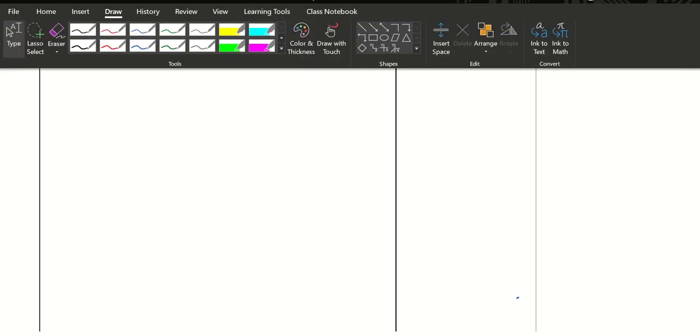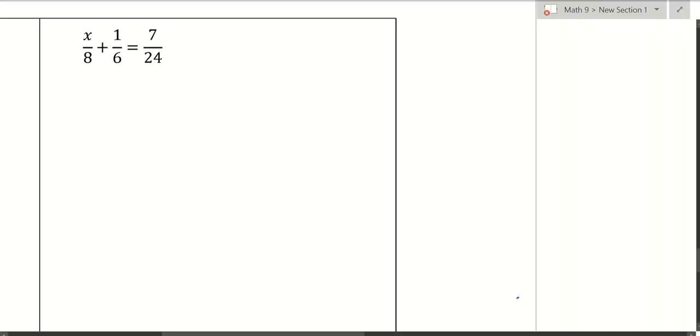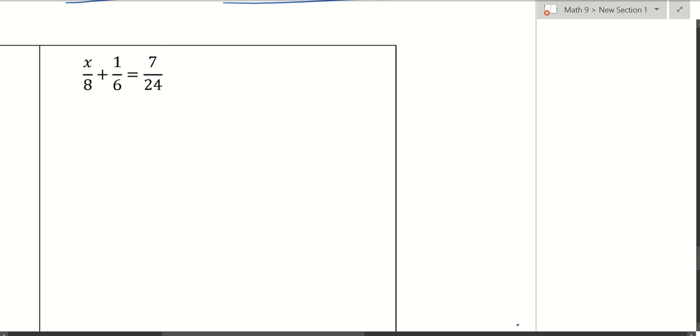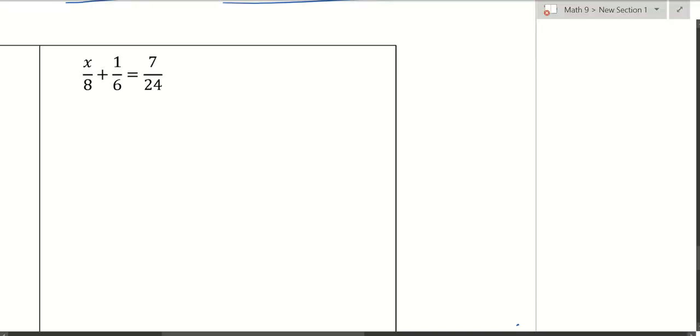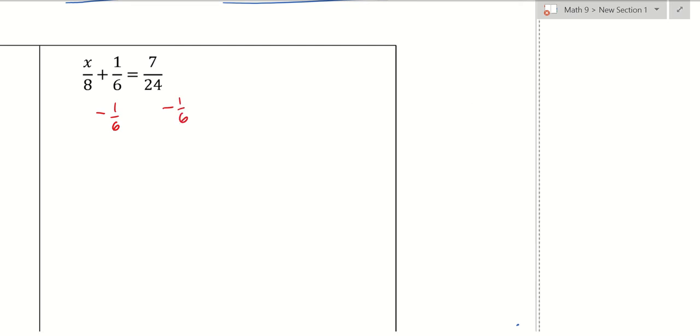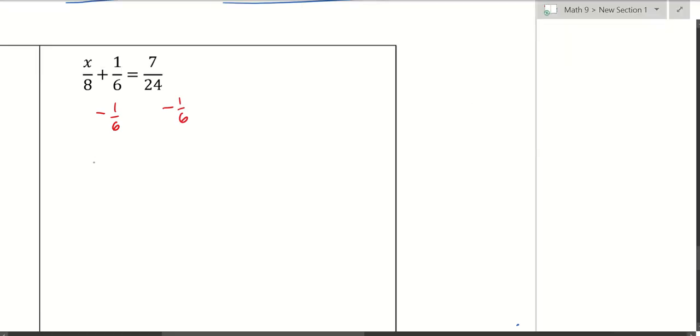So we're focusing on this second example here. We have x over 8 plus 1 over 6 equals 7 over 24. And we want to get rid of this constant here that's crowding this variable term. So let's get rid of that. We're just going to subtract 1/6, but we do it to both sides. And rewriting our left and right hand sides now, we have x over 8 equals 7 over 24 minus 1/6.